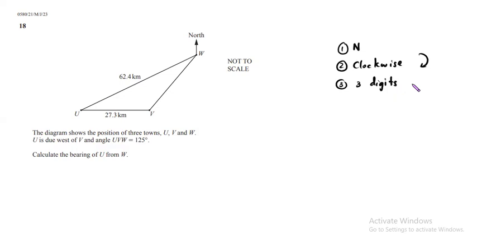So for example, if you get the answer as 62 degrees, in that case, we would write it as 062. So that's very important to keep in mind. Let's work on this question that is given here.